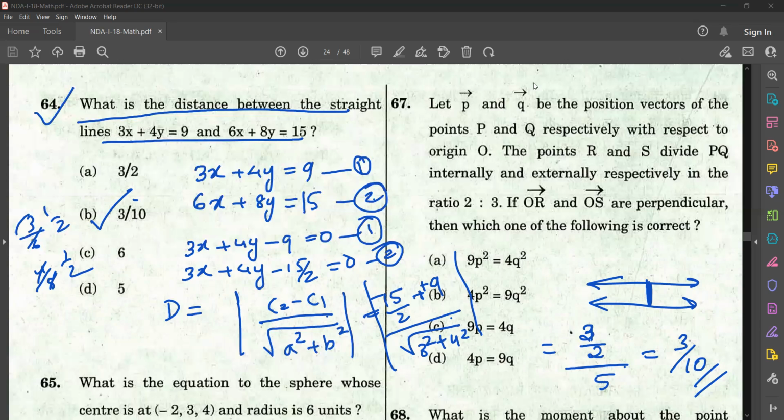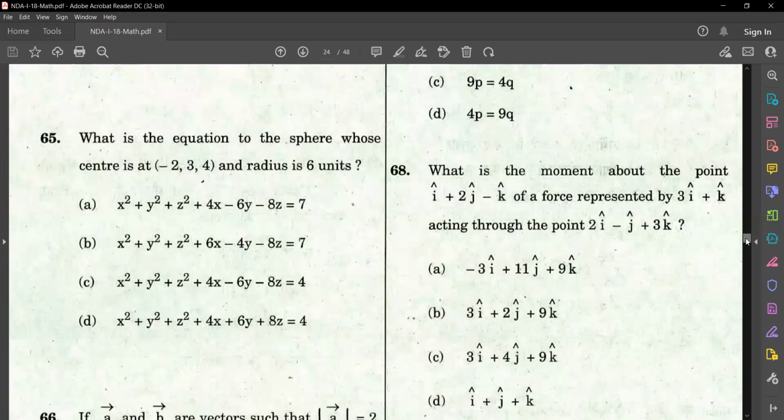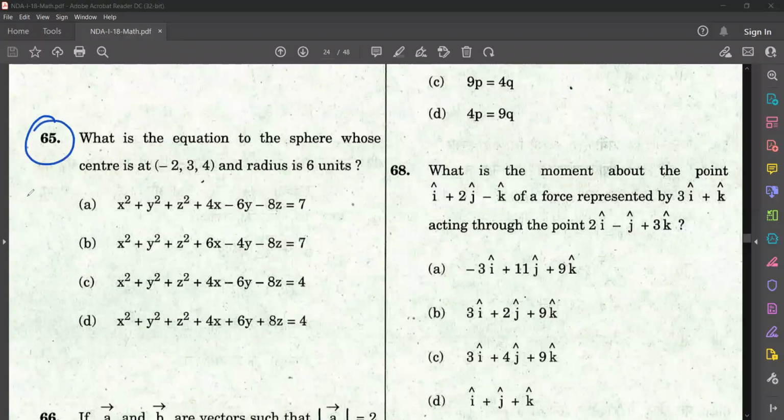Now go to question number 65. What is the equation of the sphere whose center is minus 2, 3, 4 and radius is 6 units? Center is minus 2, 3, 4, radius 6 units. Direct question. Very direct question. Please do.